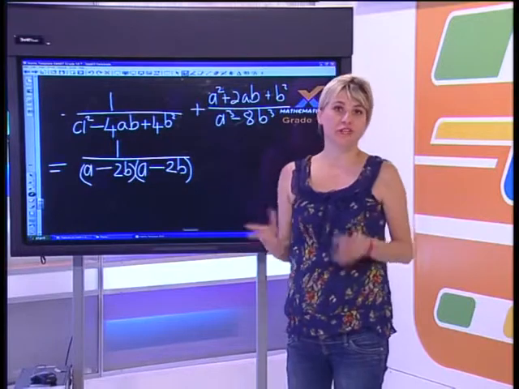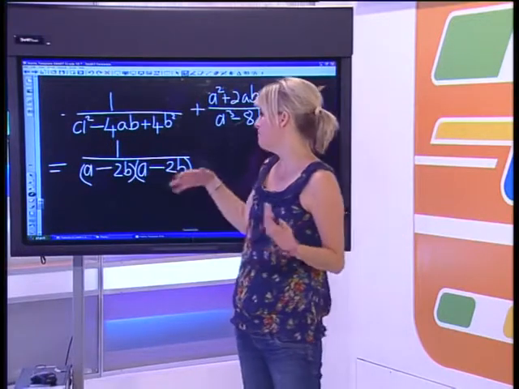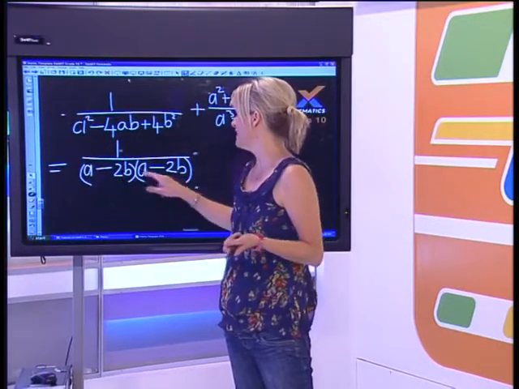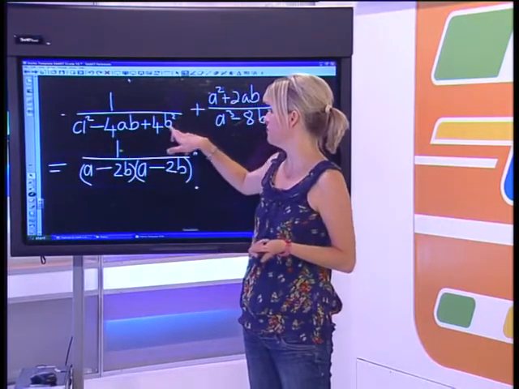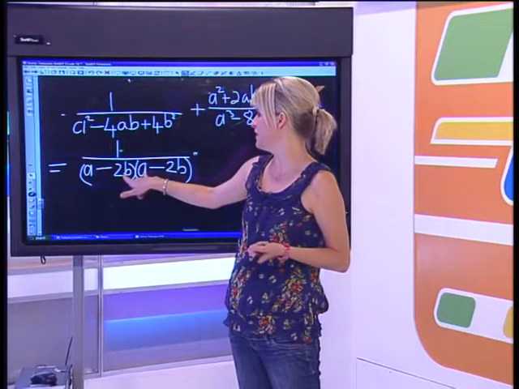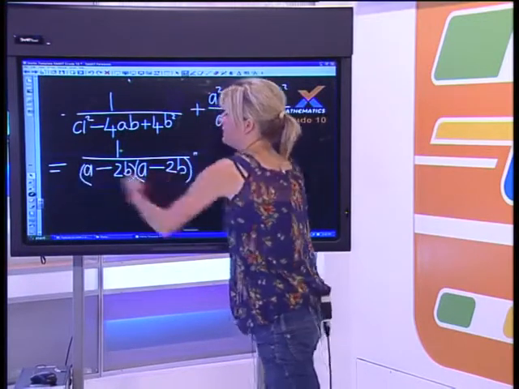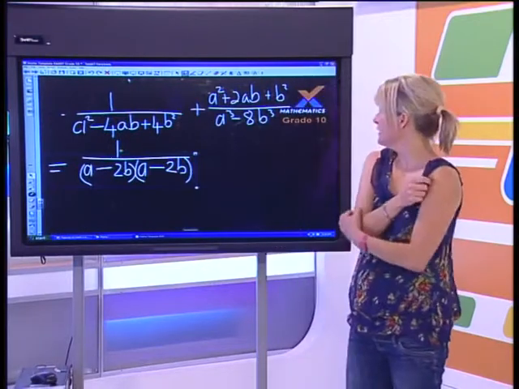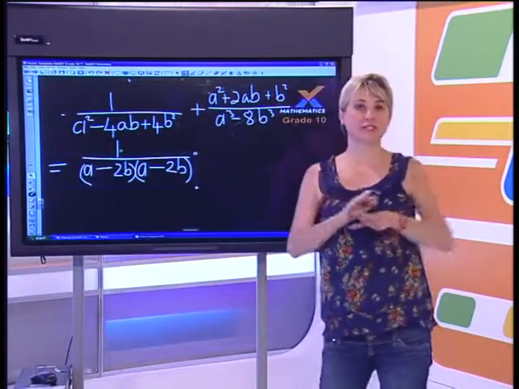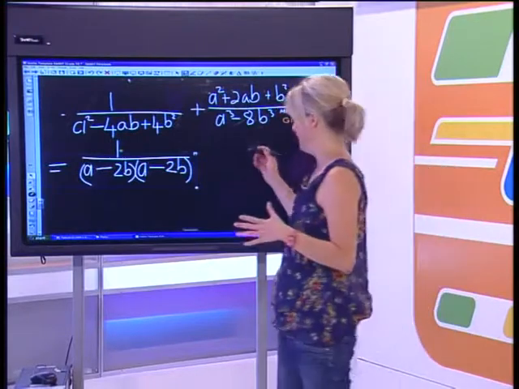Remember, you can always check whether you factorized correctly by multiplying out again. A times a is a squared. Negative 2b times negative 2b is plus 4b squared. I get a minus 2ab in the middle and a minus 2ab on the outside, so I'm bang on the money. Right, let's have a look at our second term. Now remember, at this point I'm just factorizing. I'm not cancelling out anything.